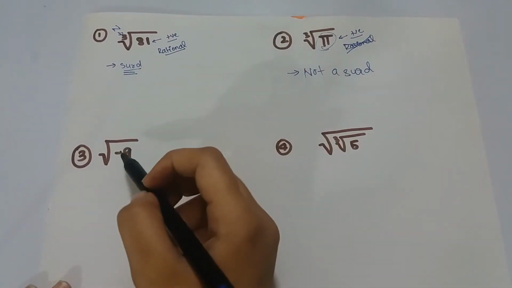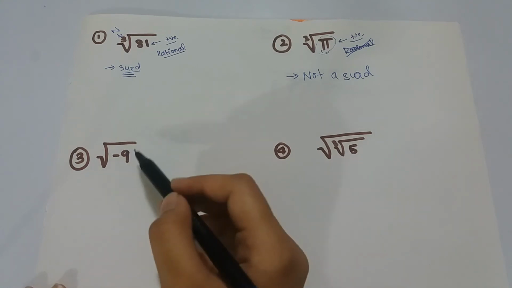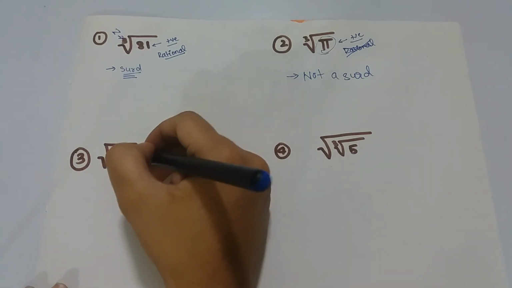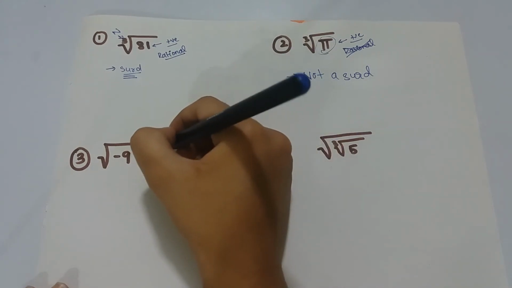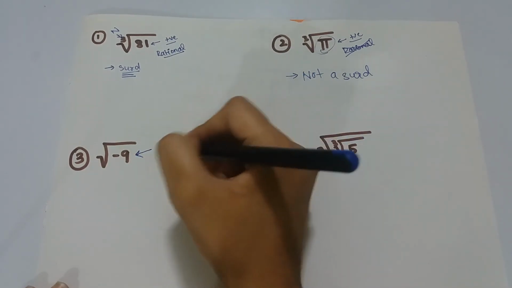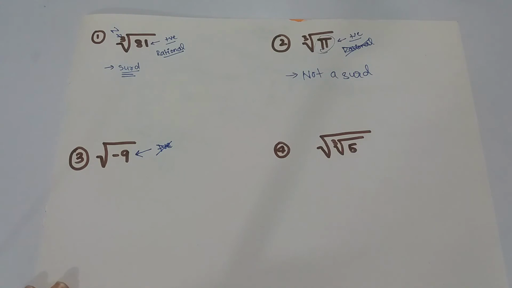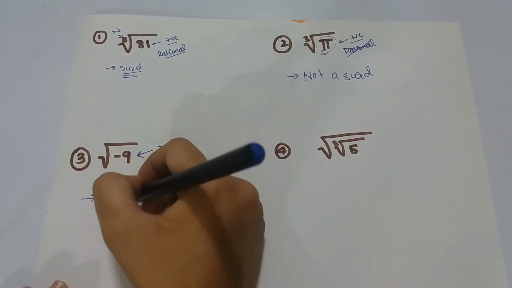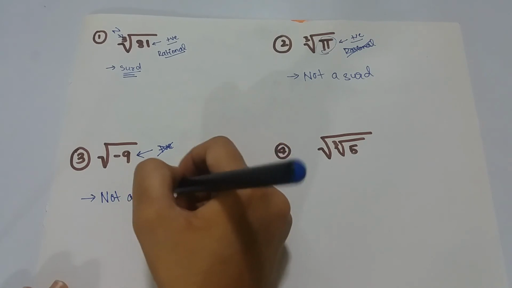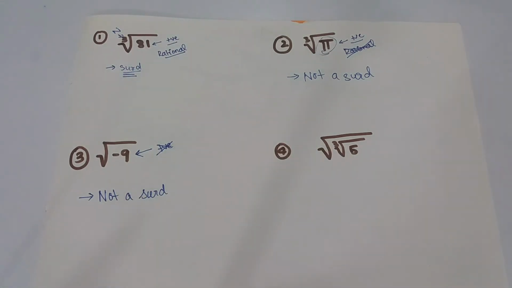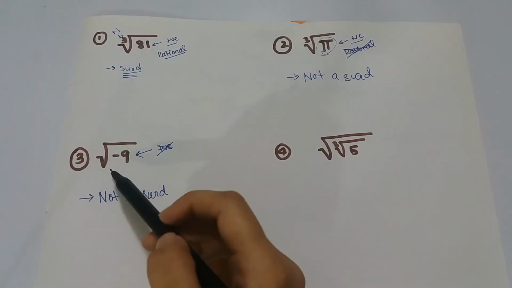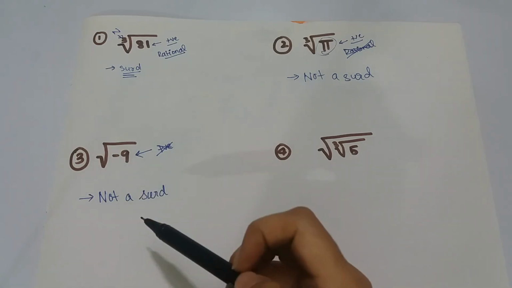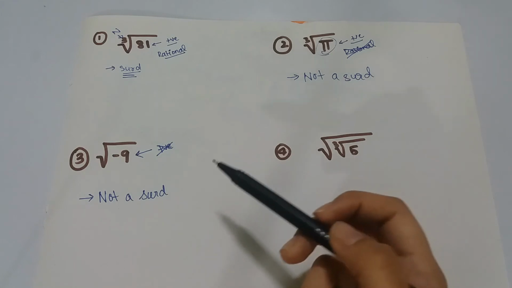Now next thing, root of -9. First step only we know that this should be positive. Is this positive? No, this is not positive, and that is why this is also not a surd. It's very easy. You just have to see if the number inside the radical sign is positive, that's the first step. If yes, then you can move ahead.